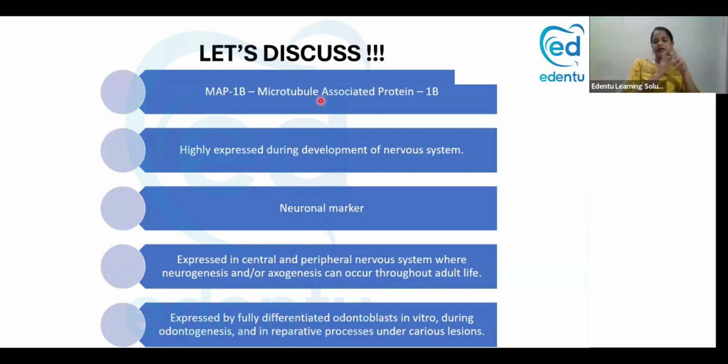It is also seen in carious lesions which are undergoing a reparative process. Like when the tertiary dentin or the pathological dentin is formed, they were able to see this MAP1B gene also. So just understand the name, and understand what it is, that it is a neuronal marker, and where it is expressed. You don't have to go deep into it.